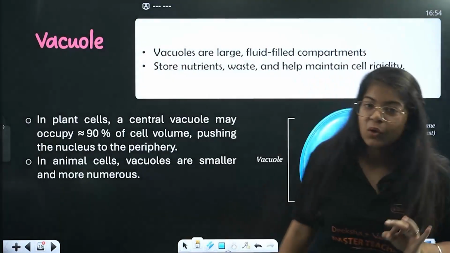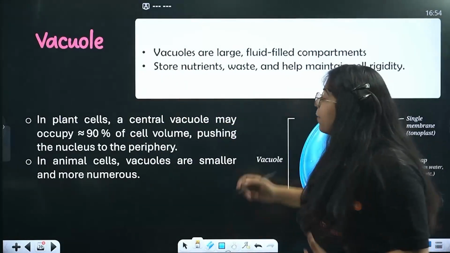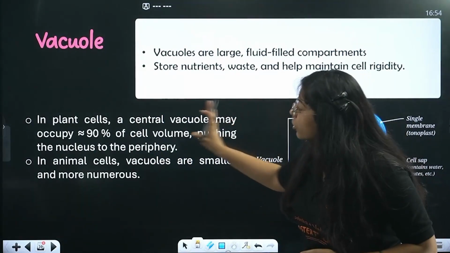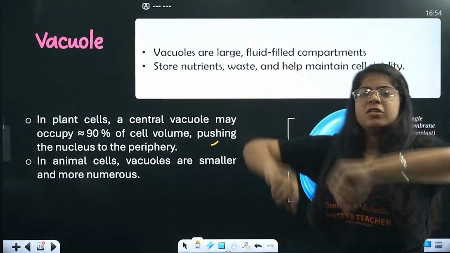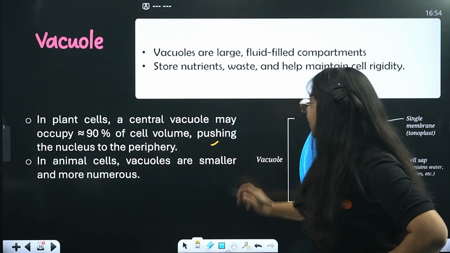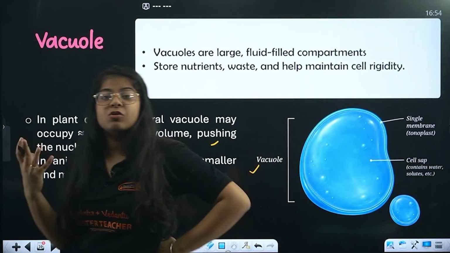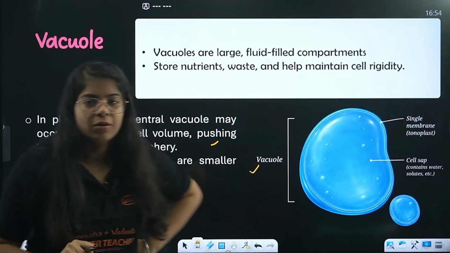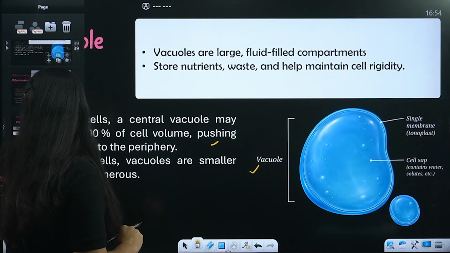These are vacuoles. Now in plant cells, the central vacuole may be 90% of the volume, but it is only one, and it pushes the nucleus to the periphery. Periphery is the edge, so it pushes the nucleus to the edge and occupies maximum space in the cell. Okay. Now in animal cells, vacuoles are smaller but are numerous. There are so many vacuoles in my cell but they are small. Done? Now what is left? Everything is done.